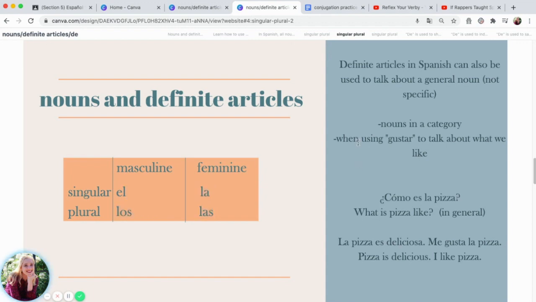So again, nouns in a category. If we're talking about what we like, and I want to say I like pizza in general, I would say, me gusta la pizza. In English, we'd probably just say, I like pizza. We wouldn't say the. If we're talking about pizza in general, we're just going to say, I like pizza, not I like the pizza. So it can get confusing, because in Spanish, they do put that article in there. So it sort of translates to I like the pizza, whether we're talking about a specific pizza or all pizza.